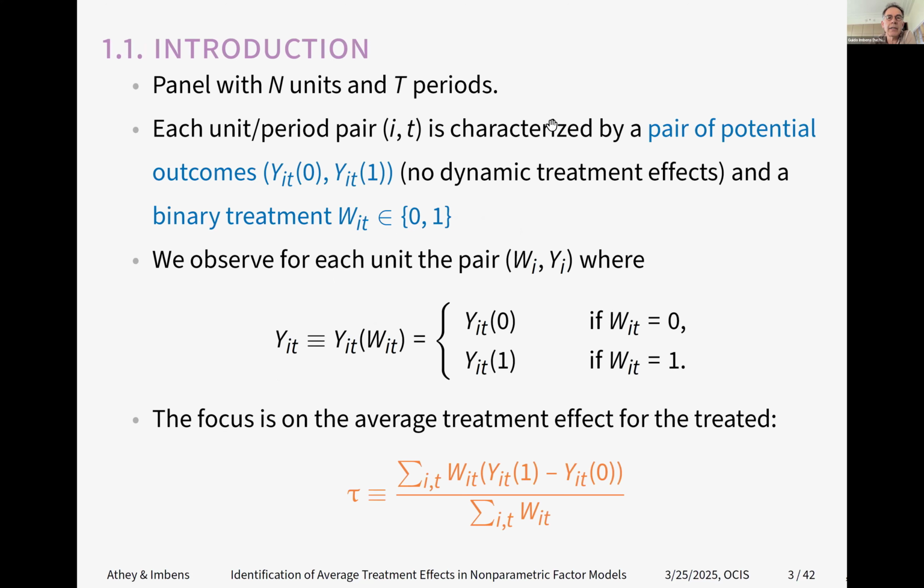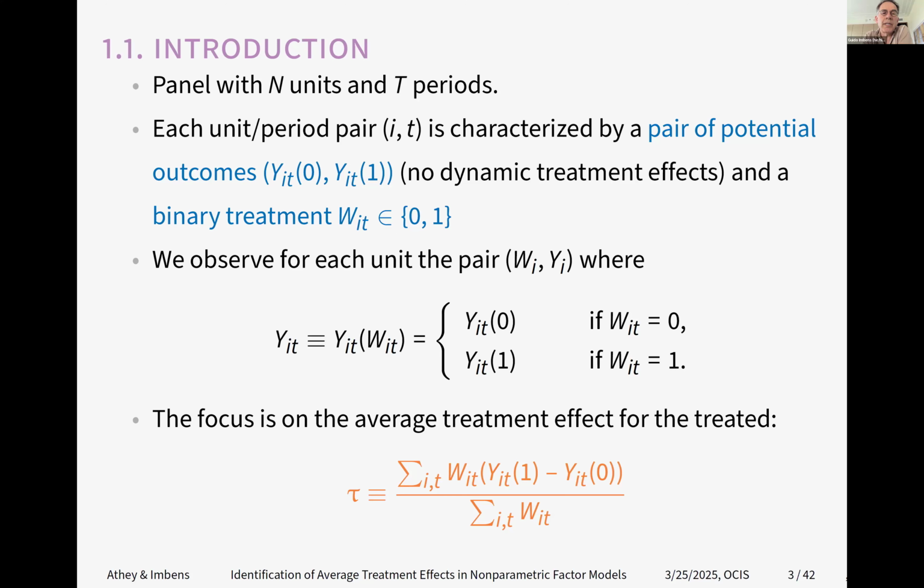So I'm going to look at a setting where we have a panel with N units, capital N units, capital T periods. Each unit-period pair is characterized by a pair of potential outcomes, Y_it(0), Y_it(1). So for the moment, I'm going to assume there's no dynamic treatment effects, even though we're going to allow for fairly flexible correlation over time for a particular unit. We're going to assume that the treatment effect itself is restricted to the period that the unit is treated. So there's just two potential outcomes rather than potential outcomes that depend on the whole sequence of the prior treatments.